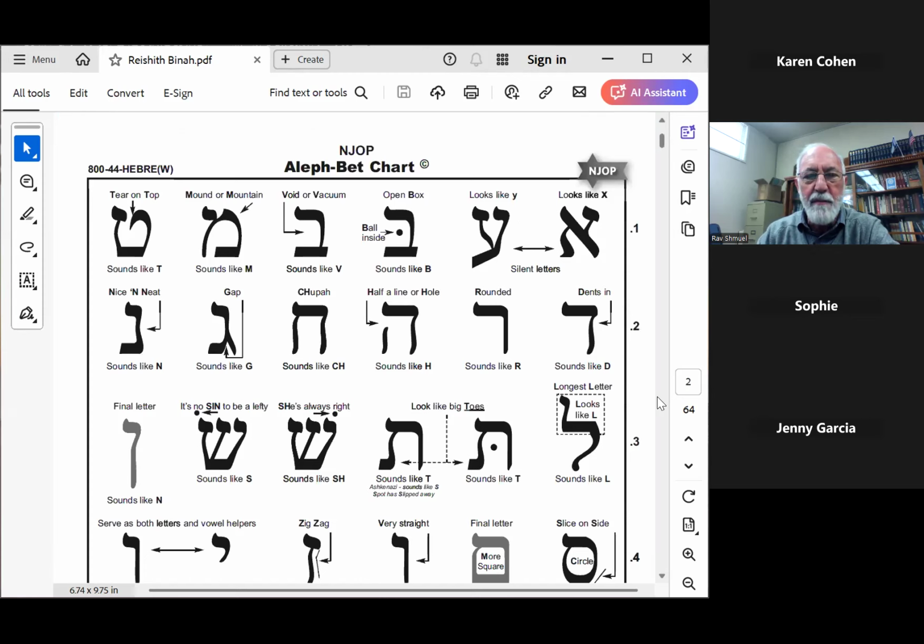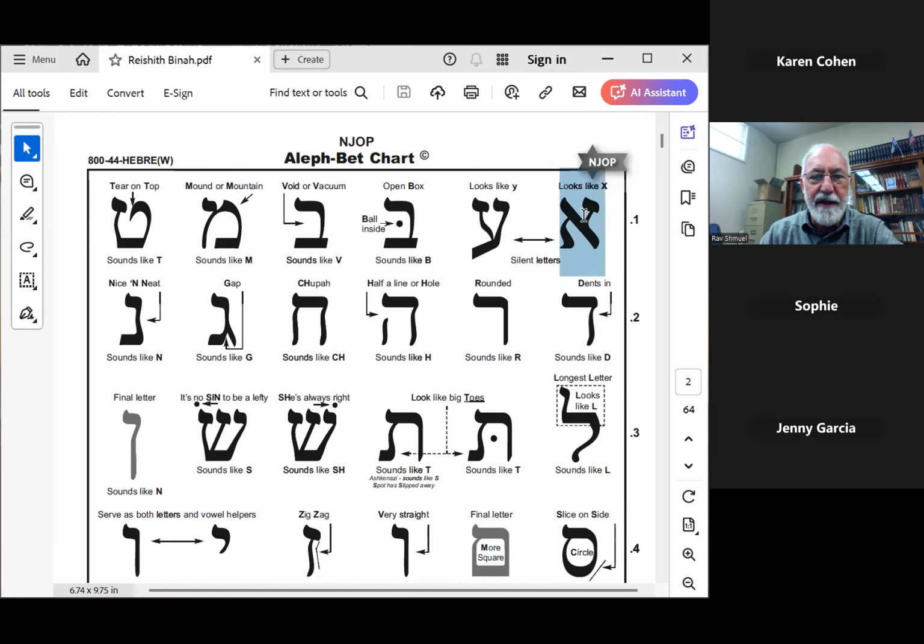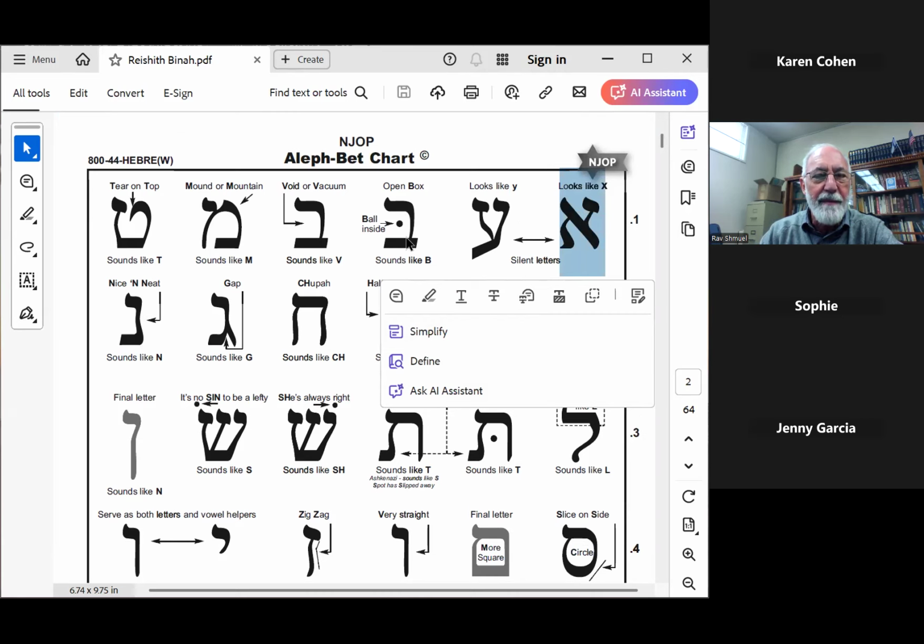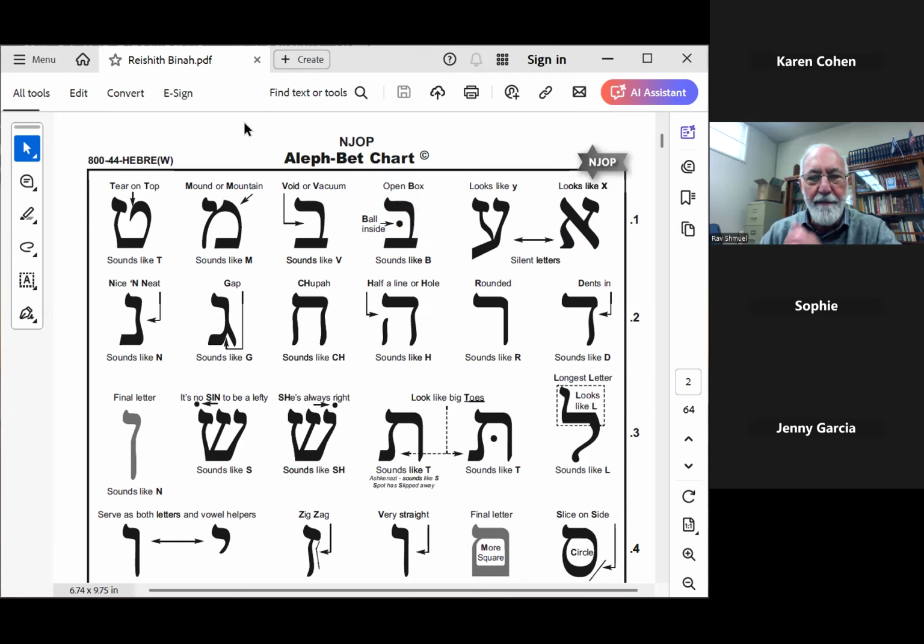This is a Hebrew chart, Aleph Bet. In English we call them the alphabet, which is from the Greek letters alpha and bet, the first two letters, or ABCs. The first two letters in Hebrew are the Aleph, that's this letter, and the Bet, which is this letter. So they call it the Aleph Bet.